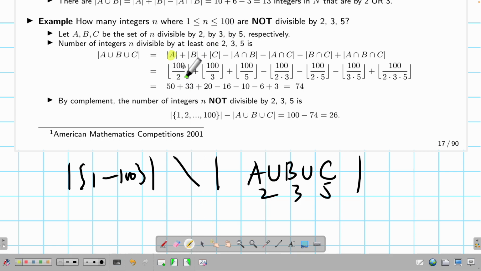So 100 divided by 2 is 50. Floor of 50 is 50. What is B? B is the number of integers within 100 divisible by 3. So 100 divided by 3 is 33 point something. Take the floor, which gives us 33.